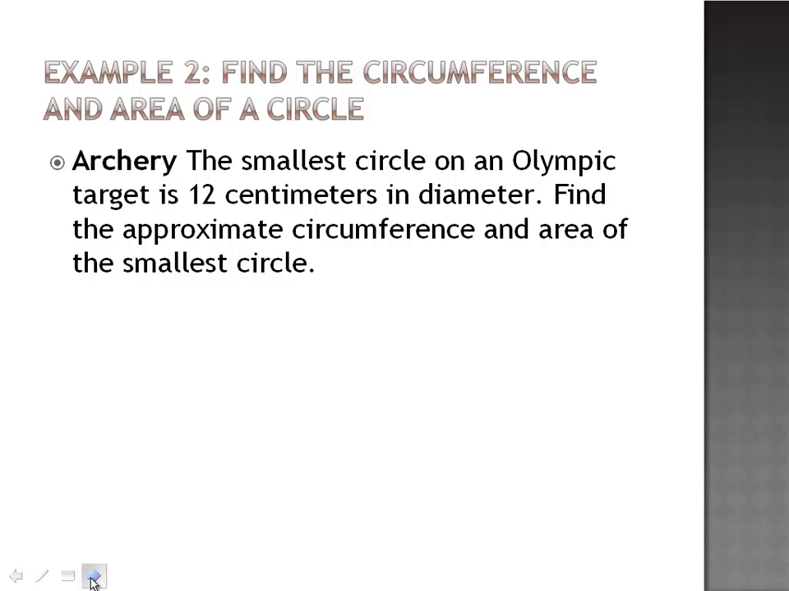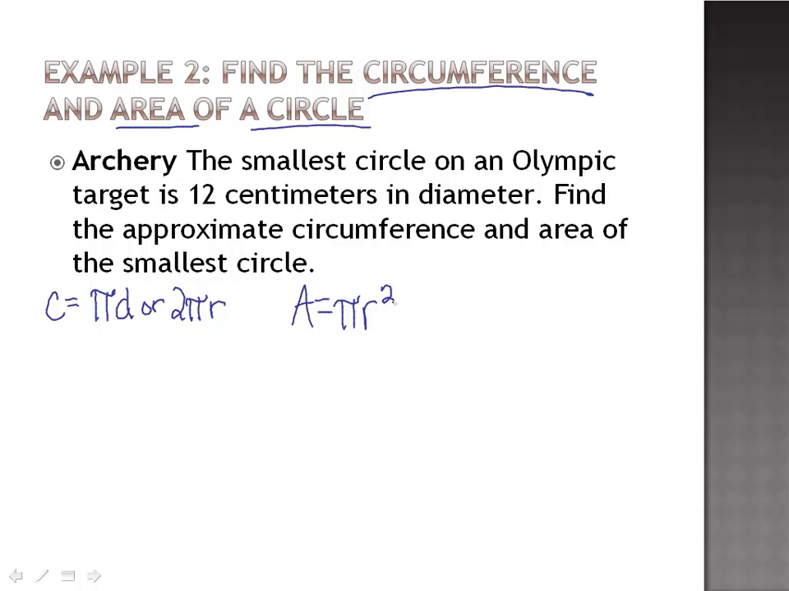Example 2. Find the circumference and area of a circle. So right now we know circumference and area of a circle. So look on your frame. If you look at a circle, for circumference we have pi times diameter or 2 pi times your radius. For area, we have pi times our radius squared.